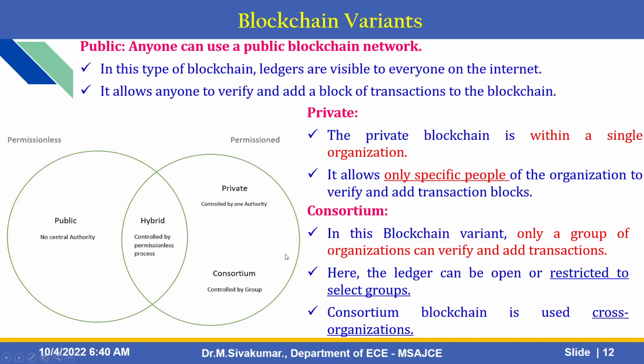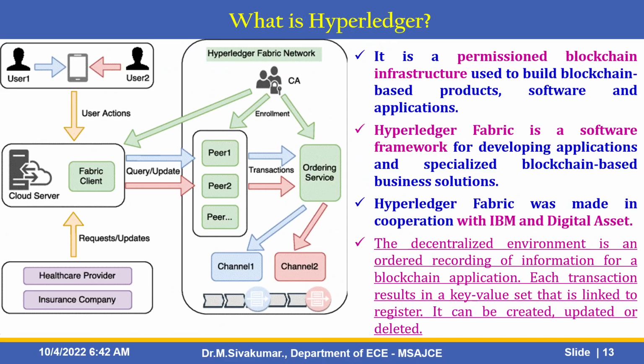The private blockchain is within a single organization, and the combination of public and private is called hybrid, controlled by a permissionless process. The third one is consortium, controlled by a group. In this blockchain variant, only a group of organizations can verify and add transactions. Here, the ledger can be open or restricted to selected groups. The consortium blockchain is used across organizations.